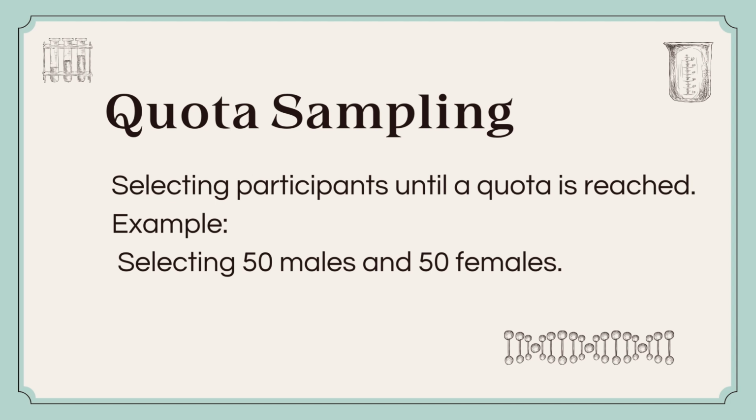Now, in quota sampling, you select participants until a quota is reached. For example, you want to use 50 males and you want to use 50 females. So once you reach 50 males, you don't pick anymore. Once you meet 50 females, you do not pick anymore. That's what we mean by quota sampling.